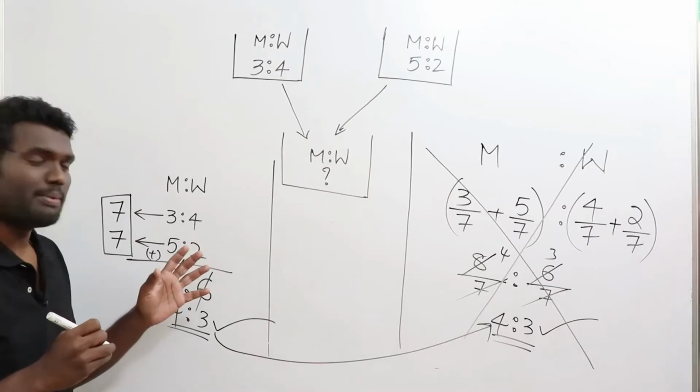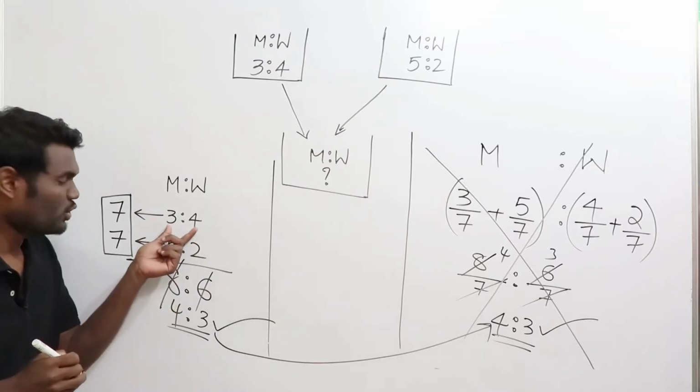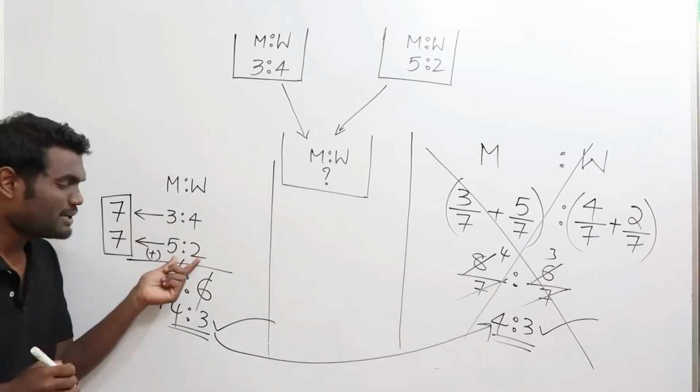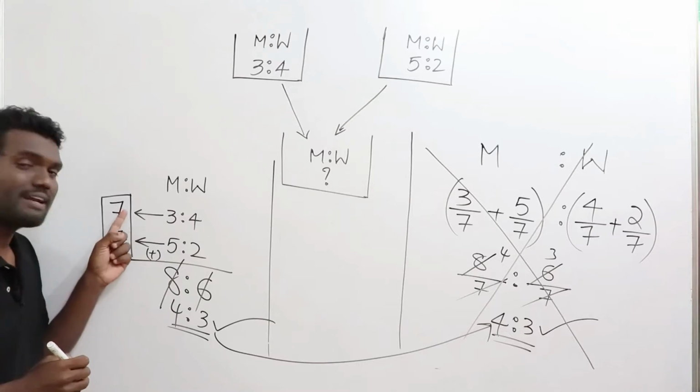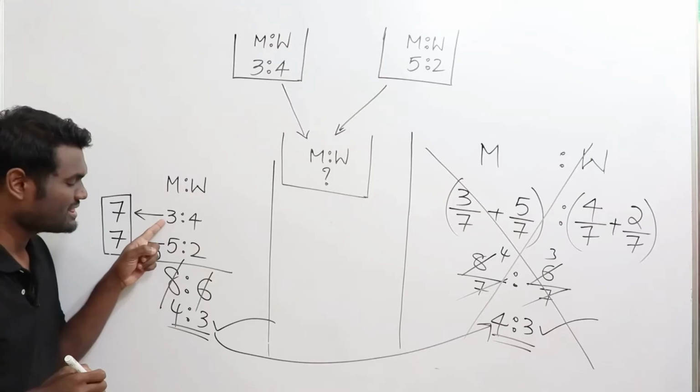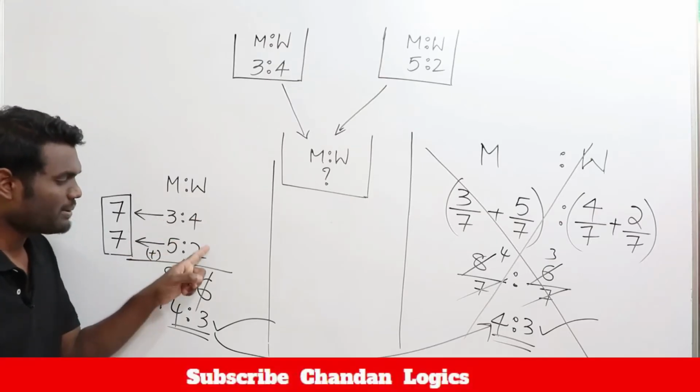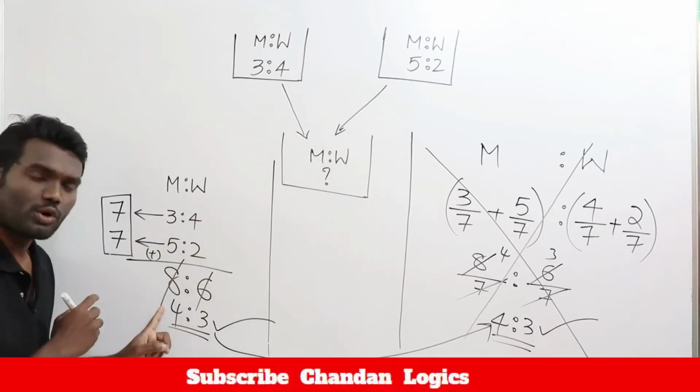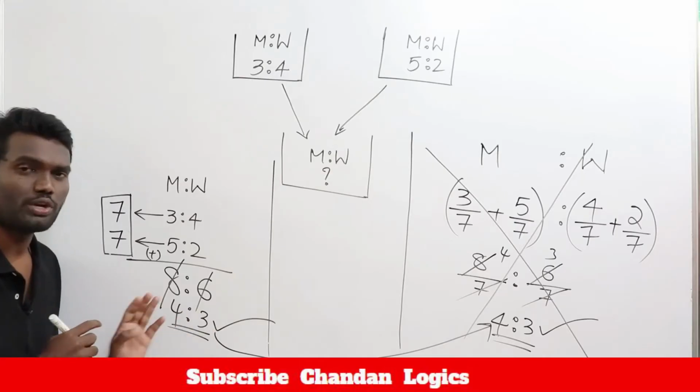Okay, now as simple as that, if you look here, 3 plus 4, you have total 7 parts, 5 plus 2, you have 7 parts. Whenever the parts are same, you can directly add the ratio. 3 plus 5, it's 8, 4 plus 2, it's 6. Now 2 goes here 4 times, 2 goes here 3 times, ratio will be 4:3.